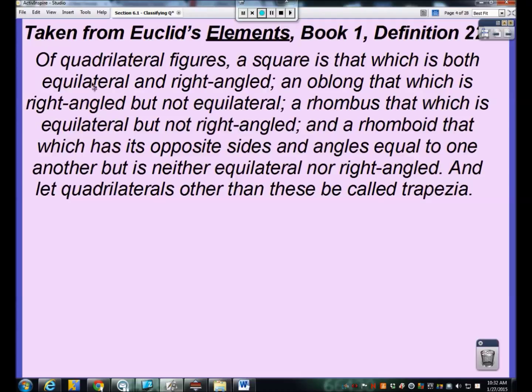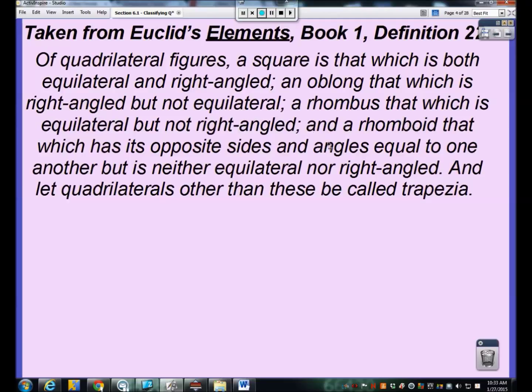So equilateral means that it has all congruent sides, and right-angled means that it has right angles, and really that they're all congruent angles in there. "An oblong, that which is right-angled but not equilateral." So really, Euclid's oblong is our rectangle. "A rhombus, that which is equilateral but not right-angled." So that still applies today.